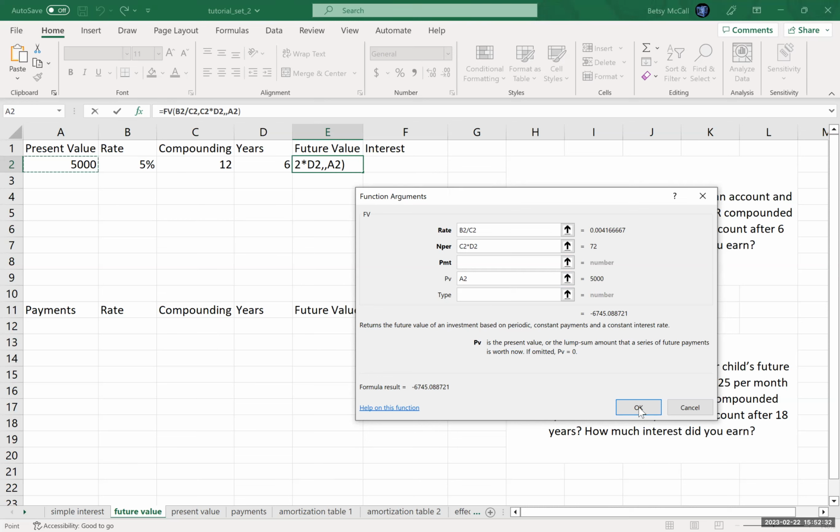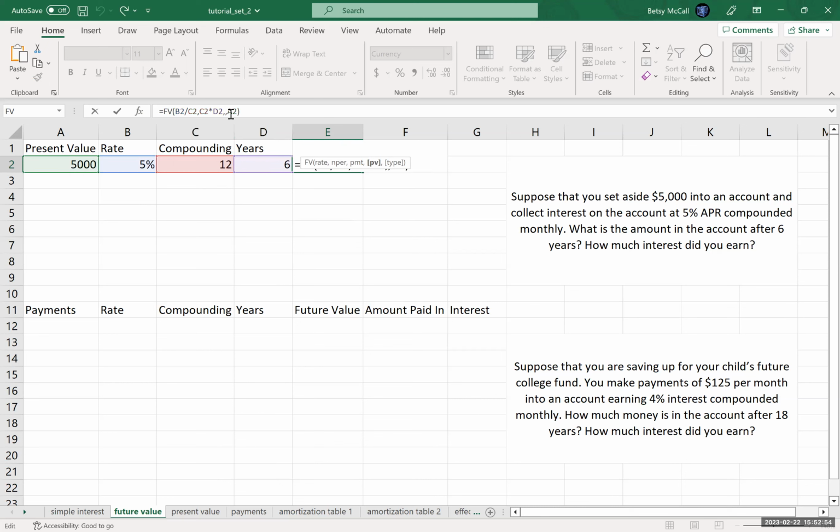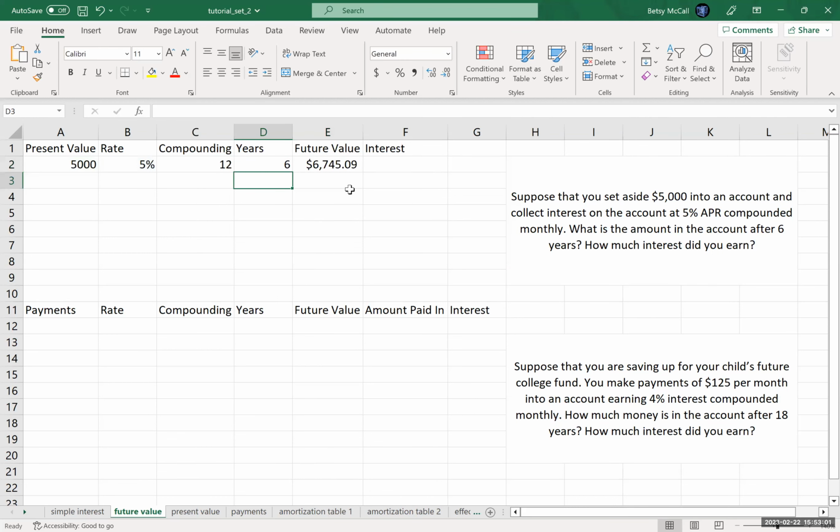Now, when we do these formulas, typically Excel is an accounting program. And so if you put in a positive present value, you'll get a negative future value. You can fix that by adding a minus sign in front of your present value in the formula, and then it will calculate. It's the same value, but now you'll get a positive outcome.